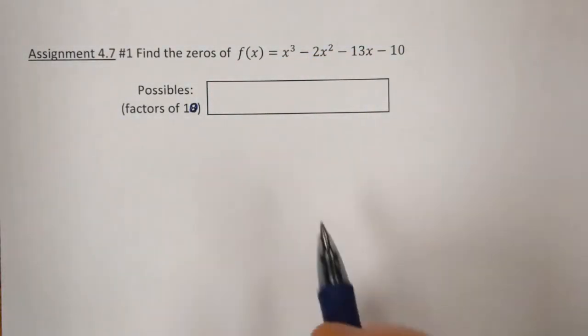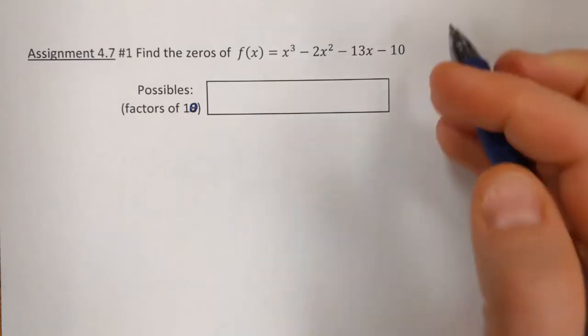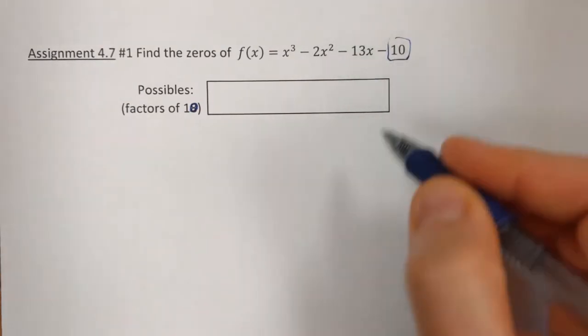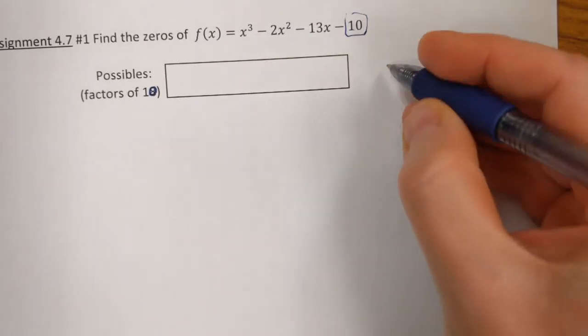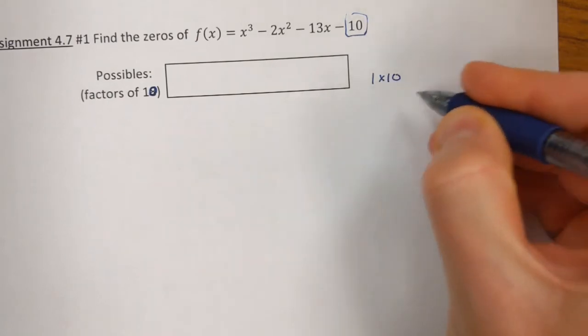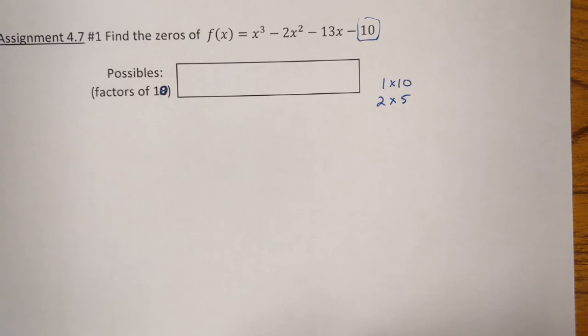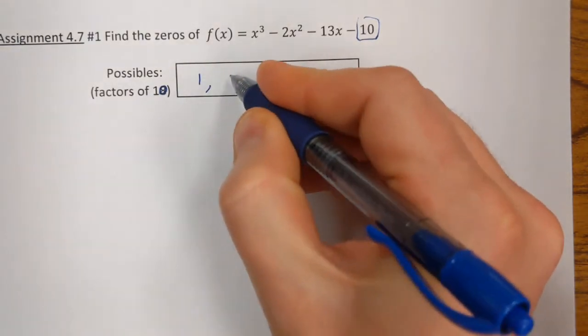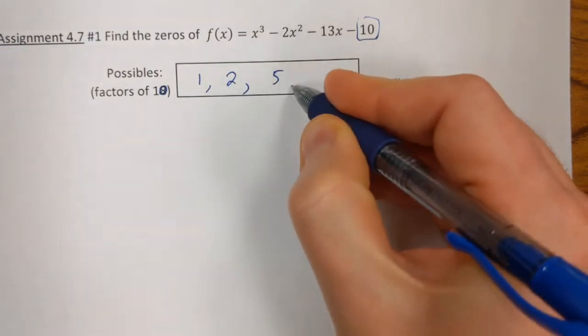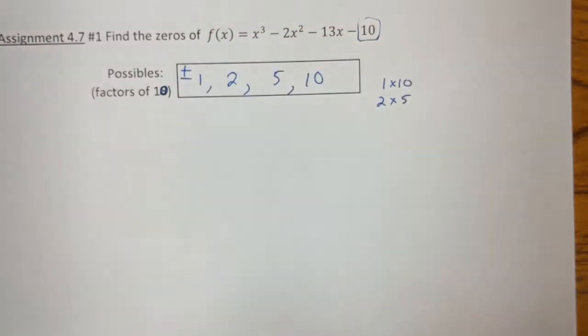Okay, let's start by making our list of possibilities. What we do is we take the 10 at the end, the constant term, and we write down all the factors of 10. To get a 10, you're either going to do 1 times 10 or 2 times 5. And you know what? That's it. So the factors, it's either got to be a 1, a 2, a 5, or a 10, and they can be positives or negatives.